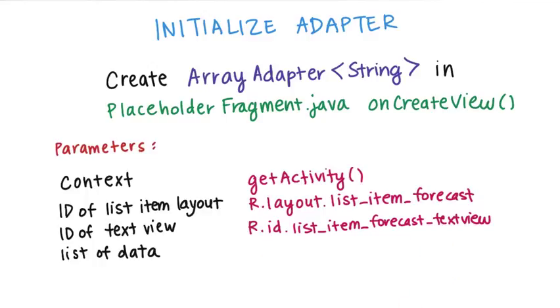attribute. And lastly, we pass in weekForecast, which is the array list of forecast data that we defined earlier. Now go ahead and initialize your adapter.